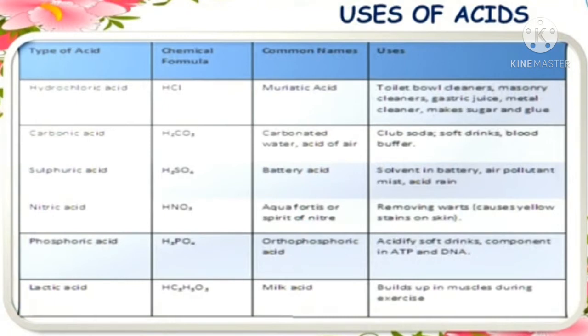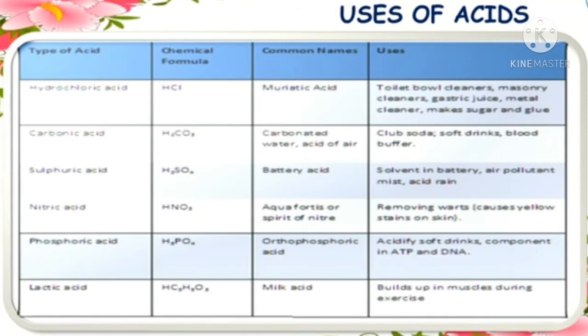Let's learn some of the uses of acids. The first acid is hydrochloric acid. Its chemical formula is HCl. The common name for hydrochloric acid is muriatic acid. It is used in toilet bowl cleaners, masonry cleaners, gastric juice, metal cleaner, and in making sugar and glue.